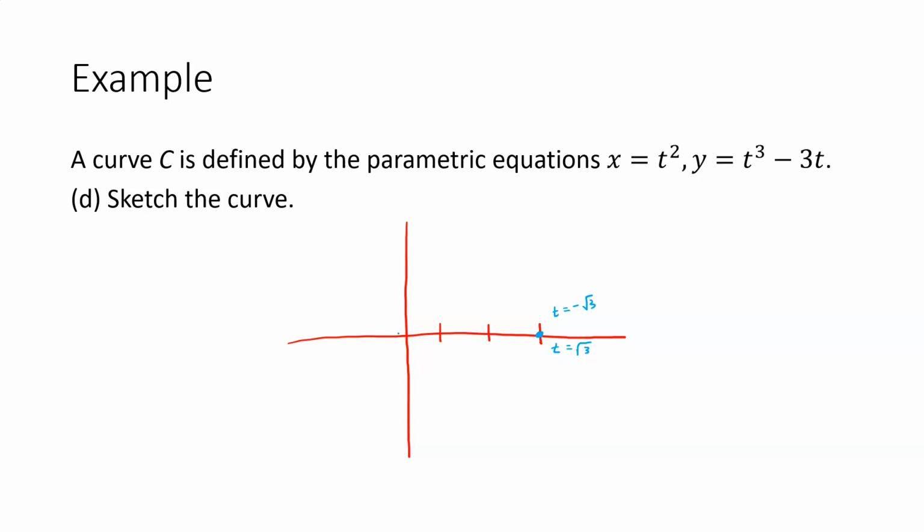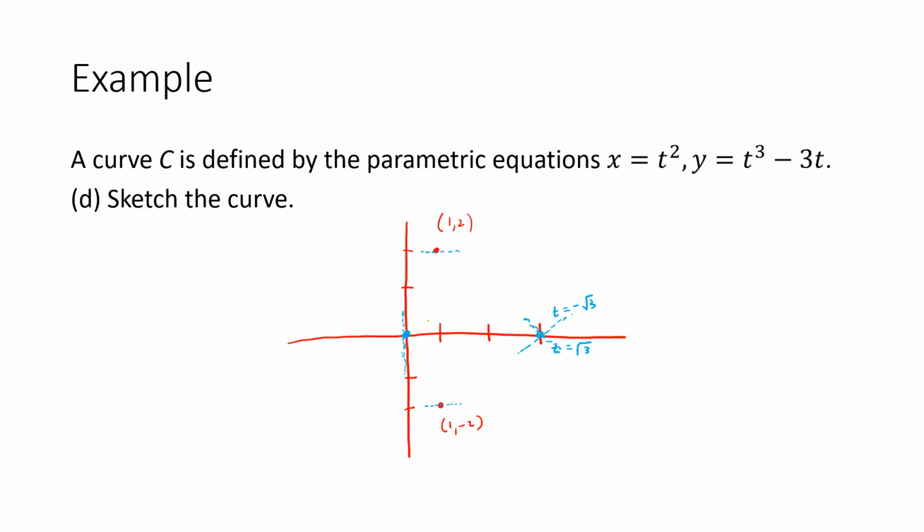Another thing we discovered was that it has a vertical tangent at the point (0, 0). So if we imagine a tangent line at (0, 0), it will be vertical. We found it had horizontal tangents at the points (1, 2) and (1, negative 2). So these points here and here are where we have the horizontal tangents. And at these two different times, we have one slope of positive radical 3 and one slope of negative radical 3.